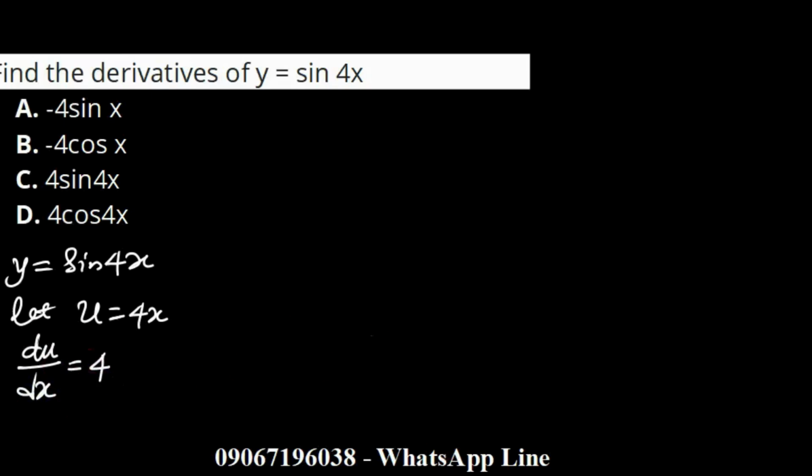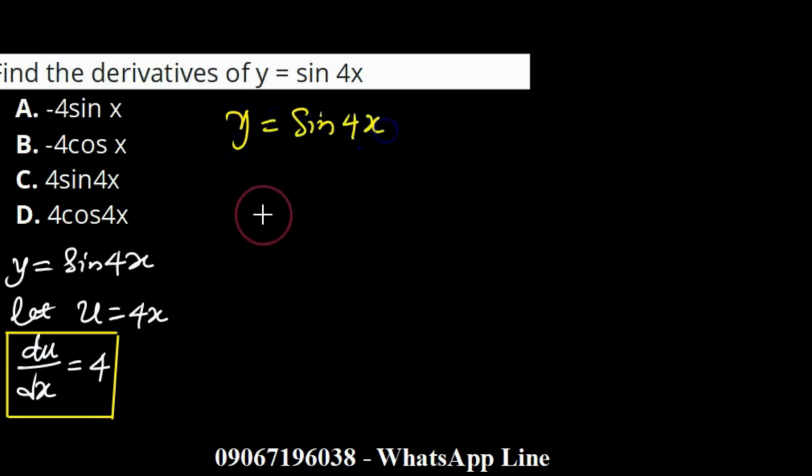So I've gotten this. Let's keep this in view because we're going to come back to this. Now, let's remember that y is equal to sine 4x. So now let's substitute that. If y equals sine 4x, and remember that we said u equals 4x, so this is going to be sine u.